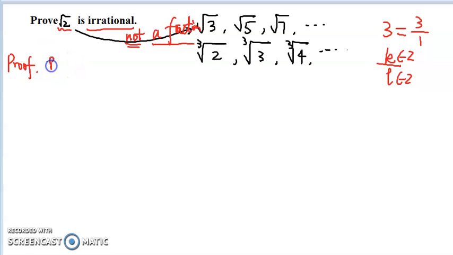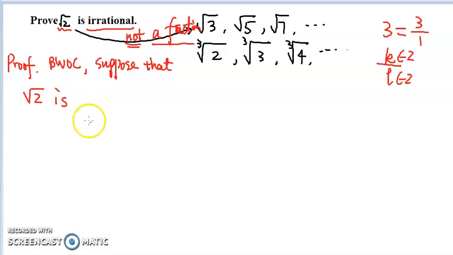So we assume by way of contradiction, suppose square root of 2 is rational. So we prove the opposite. We assume the opposite is true, and see what's going to happen. And usually we need to find a contradiction. If we find a contradiction to this statement, which means this is false, then the negation, square root 2 is irrational, would be true. So this is the approach we're taking.